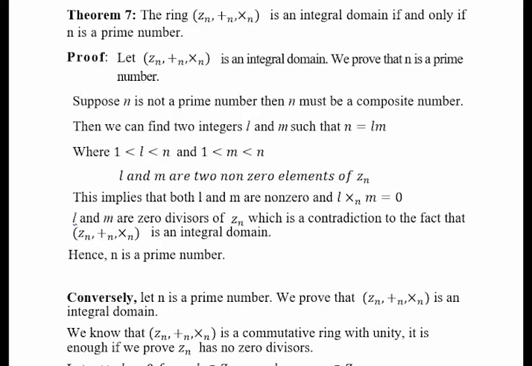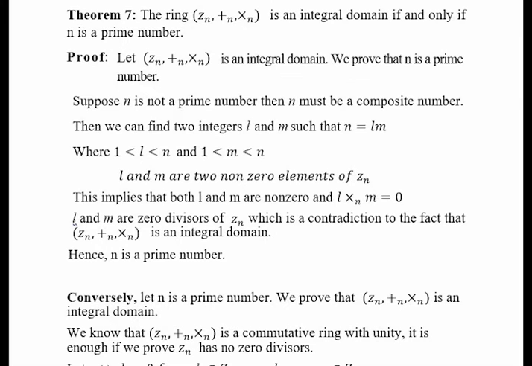Let us consider that n is not a prime number, then n must be a composite number. We all know that a composite number is always expressed as a product of two integers. Let us consider n is equal to l into m such that 1 is less than l is less than n and 1 is less than m is less than n. That means l and m are two non-zero integers of Zn. The product of these two non-zero integers is going to be 0 because the remainder is 0 here, which proves that l and m are the zero divisors of Zn.